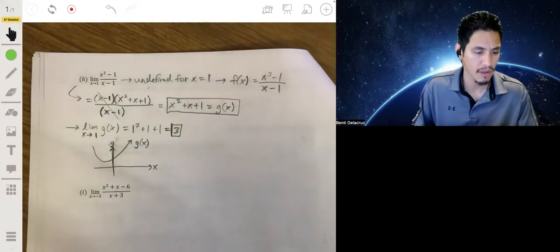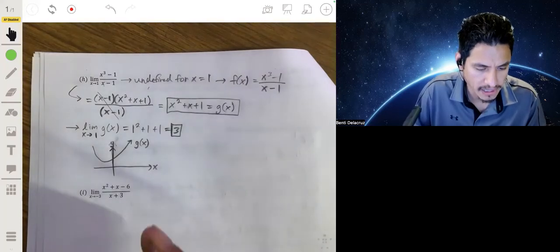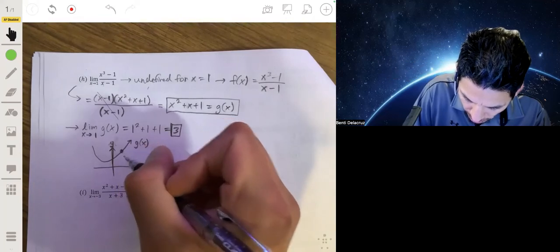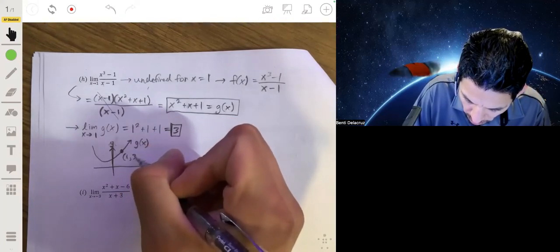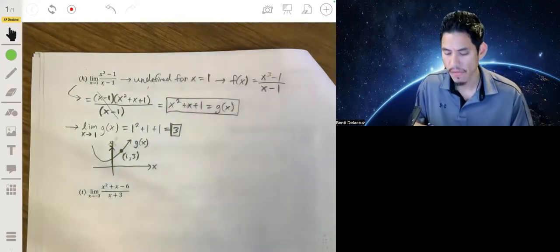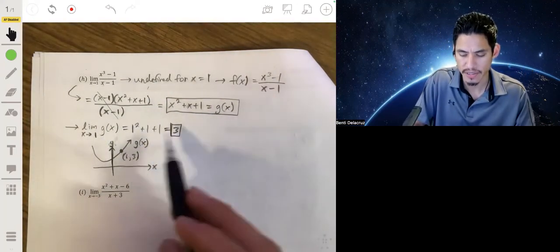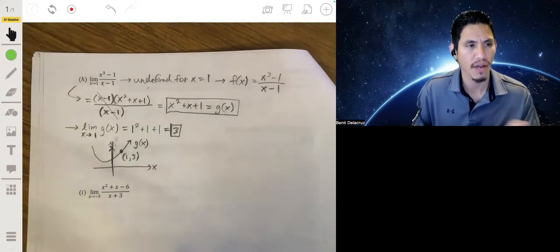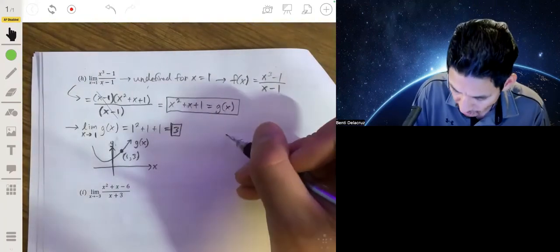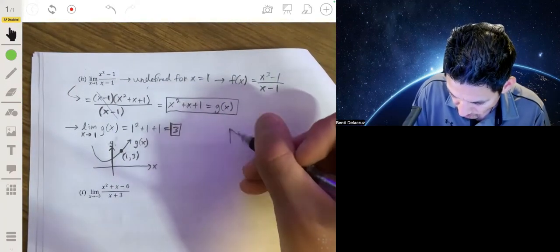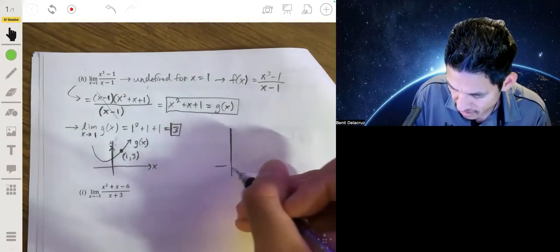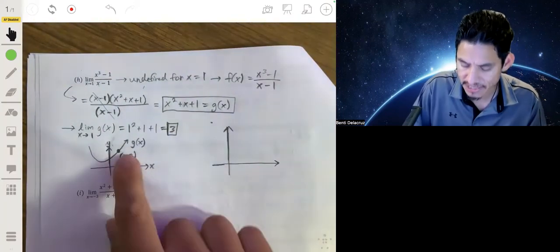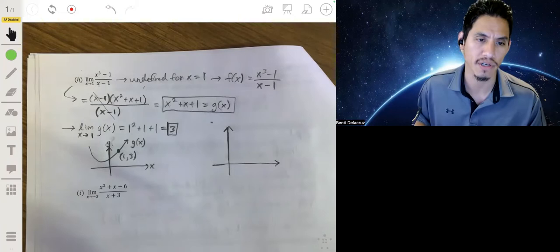Okay, so if it's a parabola like this, and what this represents is the point on this graph 1, 3. Right? Because when x is 1, it's saying that the limit is 3, which is the y value, so the point 1, 3 on this graph. So what does f of x look like? Well, f of x, I find this pretty amazing, is that it's actually the exact same graph. It just has a hole at 1, 3.